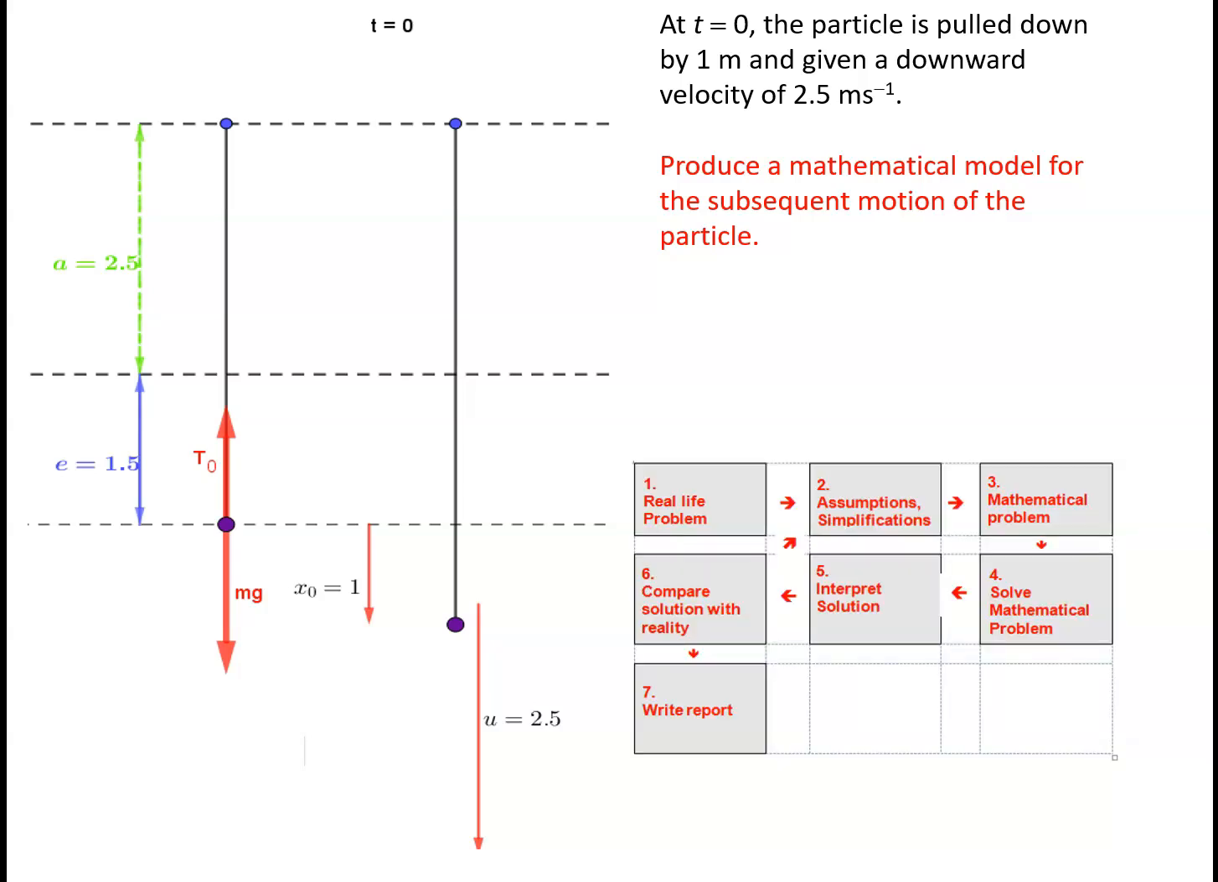Now you may well have met in Unit 3 the idea of a modelling cycle, where we start off with a real life problem, as we've got here. We make some assumptions and simplifications to turn that real life problem into a mathematical problem. We then solve the mathematical problem. We interpret the solution in terms of the real life problem, and then consider whether that solution actually is realistic compared to real life, or whether we need to go round and improve on the assumptions and simplifications that we made.